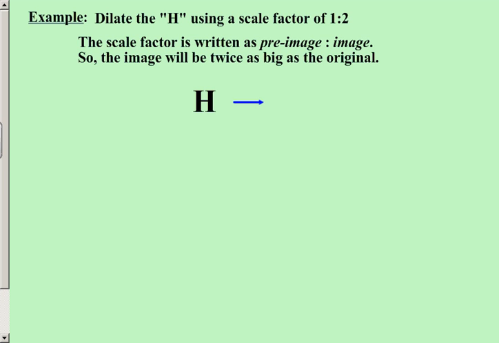So when capital H is dilated, and usually they will make us move or translate our dilation so that we don't end up with two diagrams piled on top of each other, we can see that our capital H has become twice as big as the original, the pre-image. The image was twice as big. That's a scale factor of 1 to 2. Let's look at another one.